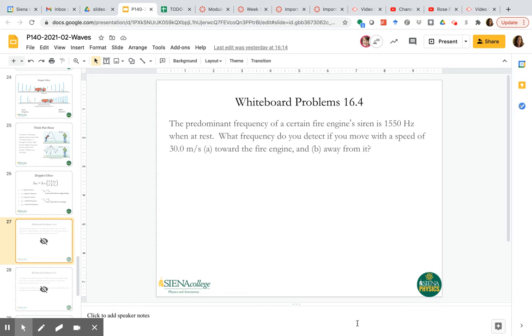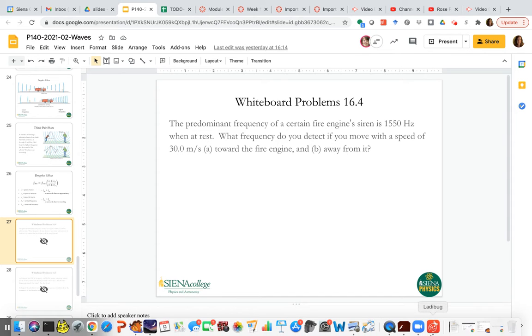What frequency do you detect if you move with a speed of 30 meters per second toward the engine and 30 meters per second away? So this means the observer is moving with a speed of 30 meters per second, and then toward and away. And we want to find the observed frequency. Okay, so what does that sound like to you?